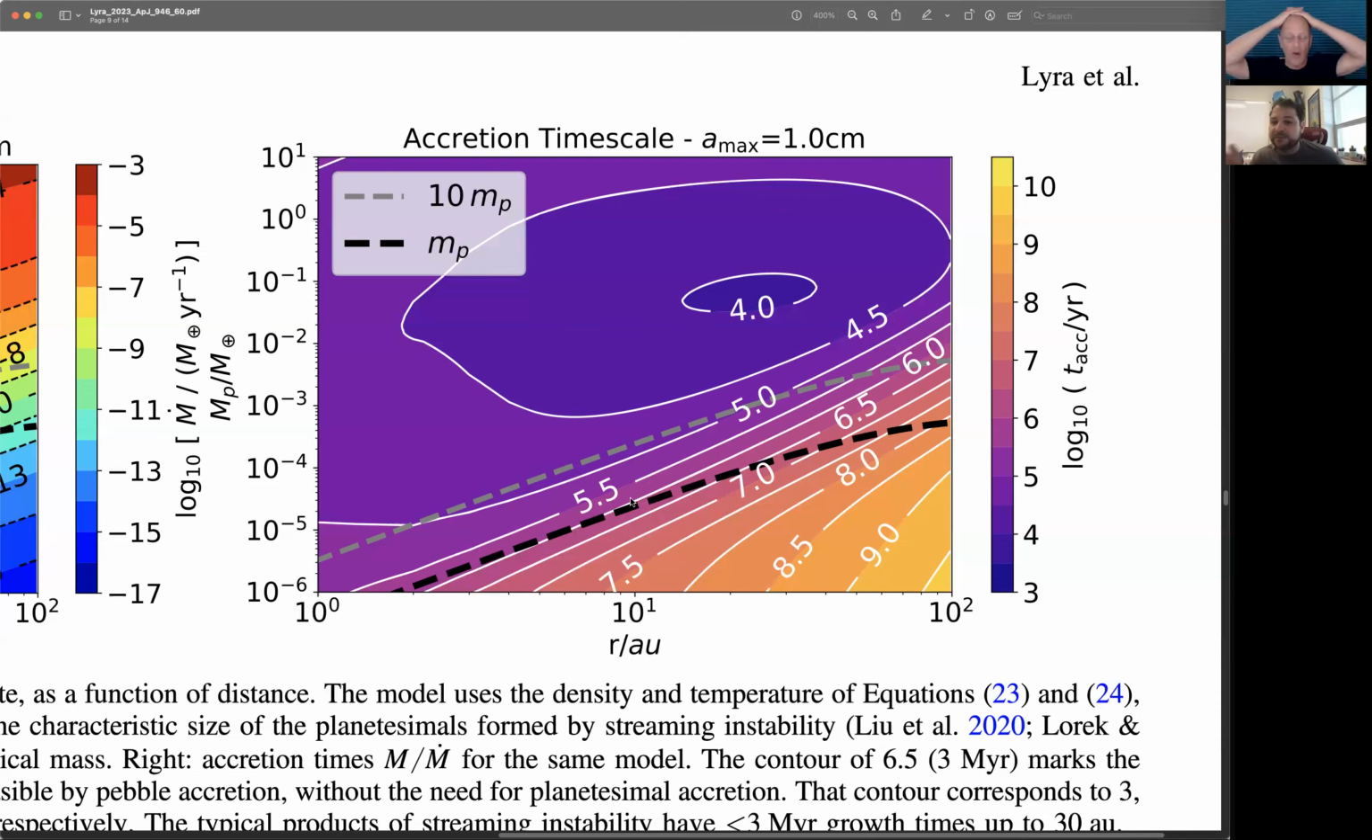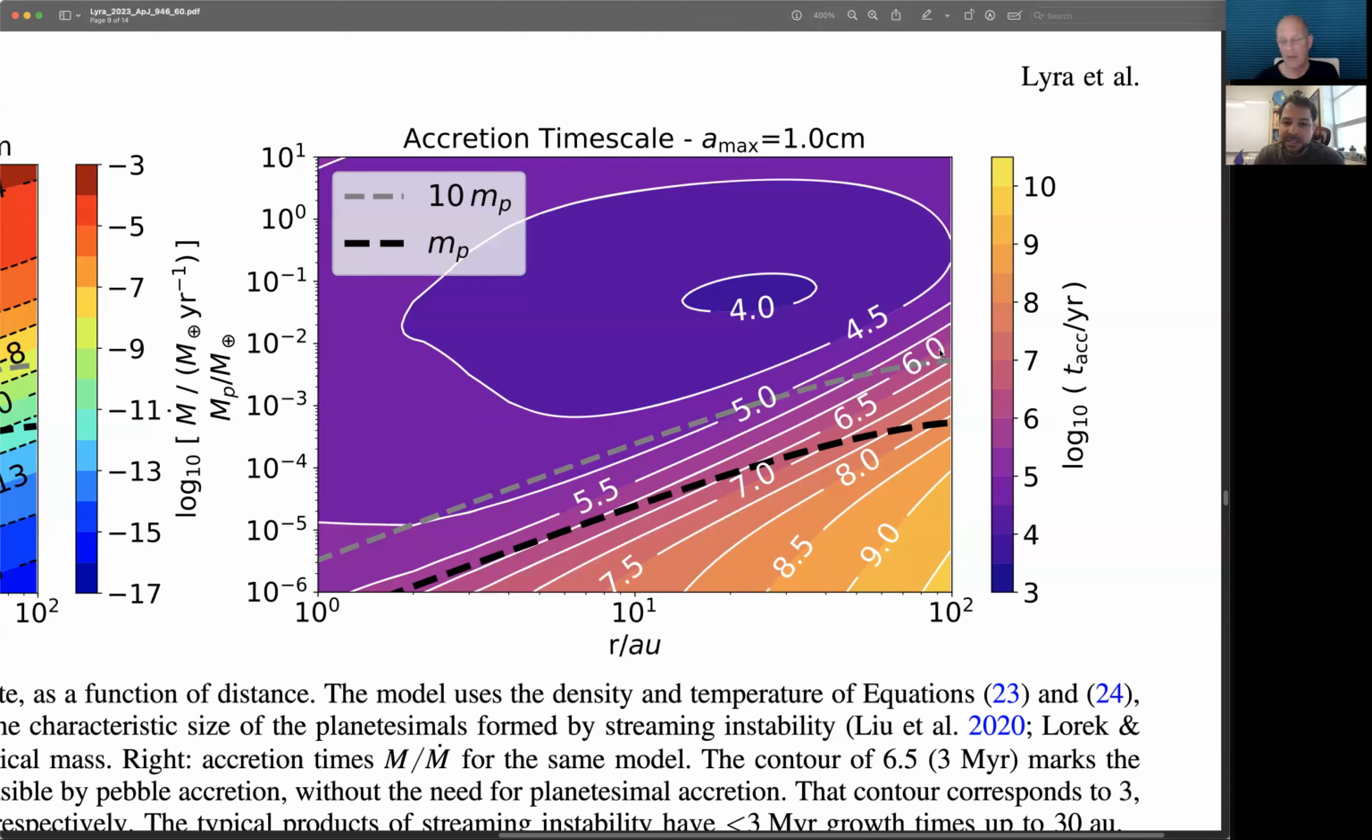It is the typical mass of a planetesimal that is formed by the streaming instability, which is one of the favored mechanisms nowadays to form planetesimals. So the streaming instability is going to make planetesimals typically of the mass given by this black dashed line. And the most massive planetesimal that is formed by the streaming instability is usually 10 times bigger than that. So that would be the gray dashed line. We get the intersection right there.